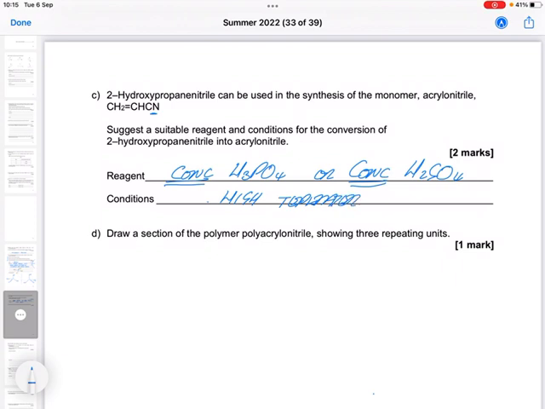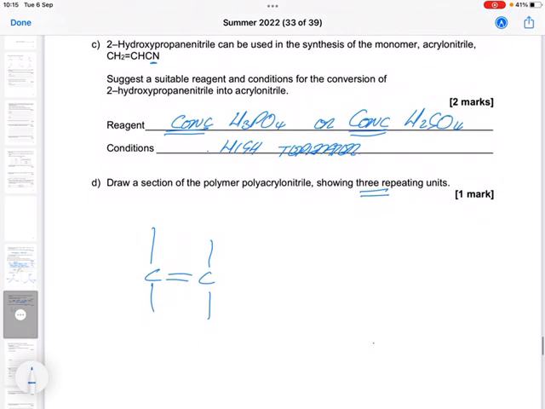Okay, draw a section of the polymer showing 3 repeat units. Okay, so let's just sort out one monomer first. Now, whenever we draw addition polymers, we start with the double bond, we move our bonds up and we move them down, and then we look at each carbon. So this carbon here has a hydrogen above and below. This carbon here has a hydrogen on one of them and then a cyanide on the other. So that is my monomer.